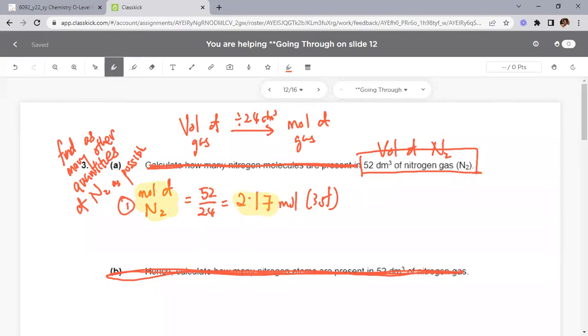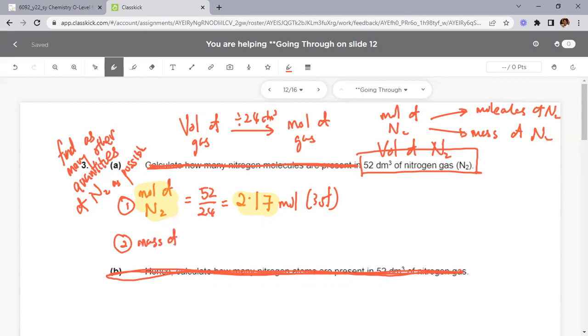Now, what are the other quantities that I can get? Other than the mole, from the mole of N2, I can actually find the molecules of N2. From the mole of N2, I can also find the mass of N2. So let's go and try. Now let's try the mass of N2 first.